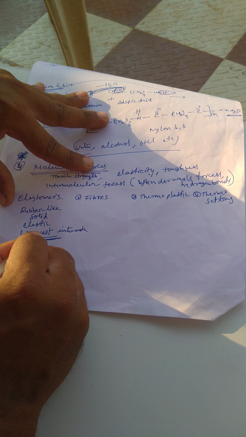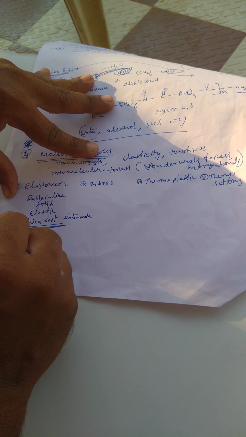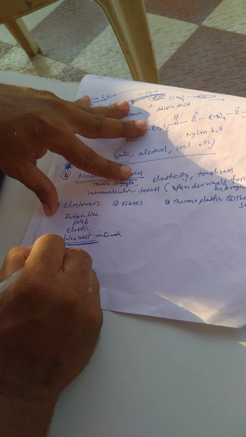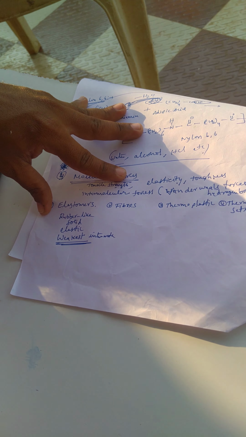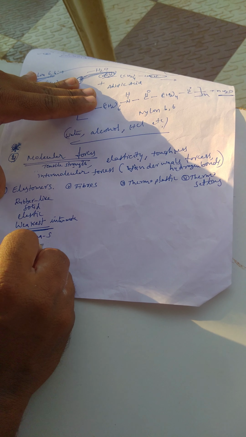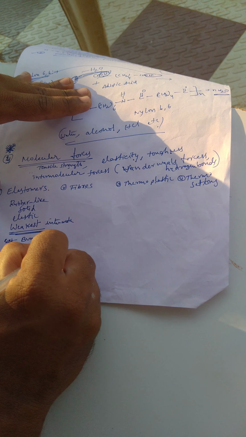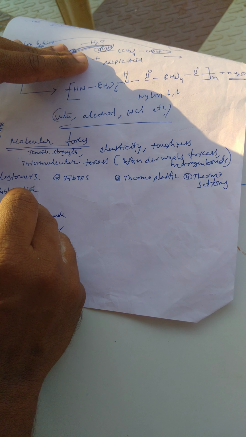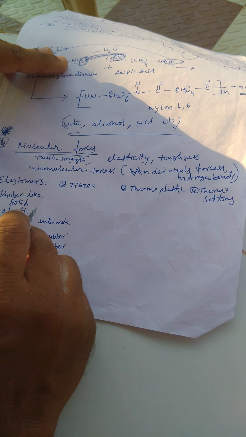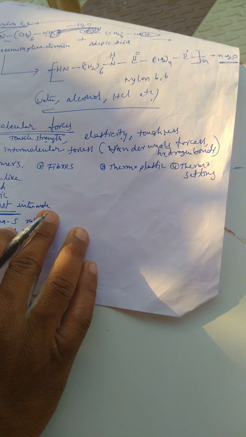A few crosslinks are also introduced in between the chains, which help the polymer to retract to its original position after the force is released, as in vulcanized rubber. Examples are Buna S rubber, Buna N rubber, neoprene rubber. So rubber-like solids having elastic properties, and weakest intermolecular forces are important here.